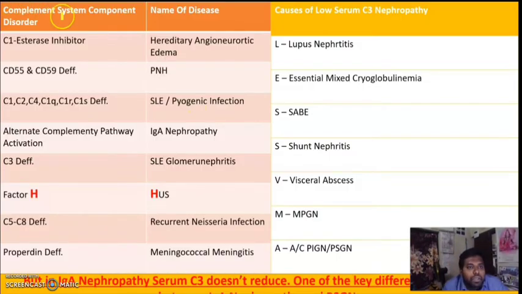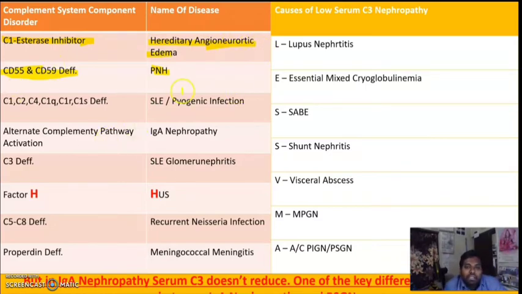Now, various complement system associated diseases. Most important among them is PNH, CD55 and CD59 deficiency. You have read about this. I will also discuss it in short later. C1 esterase inhibitor deficiency, you have read about it also, causes hereditary angioneurotic edema. Spelling mistake.